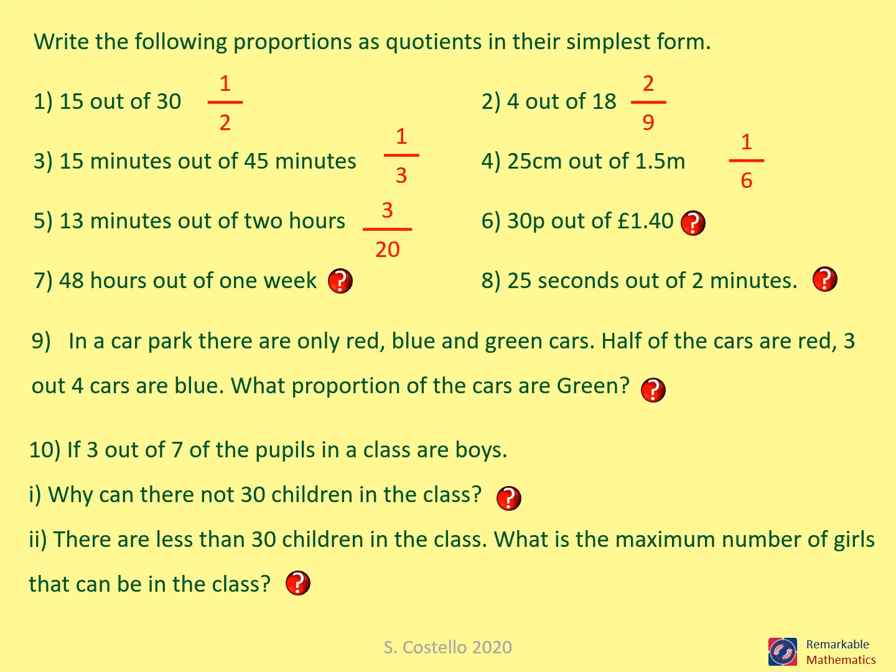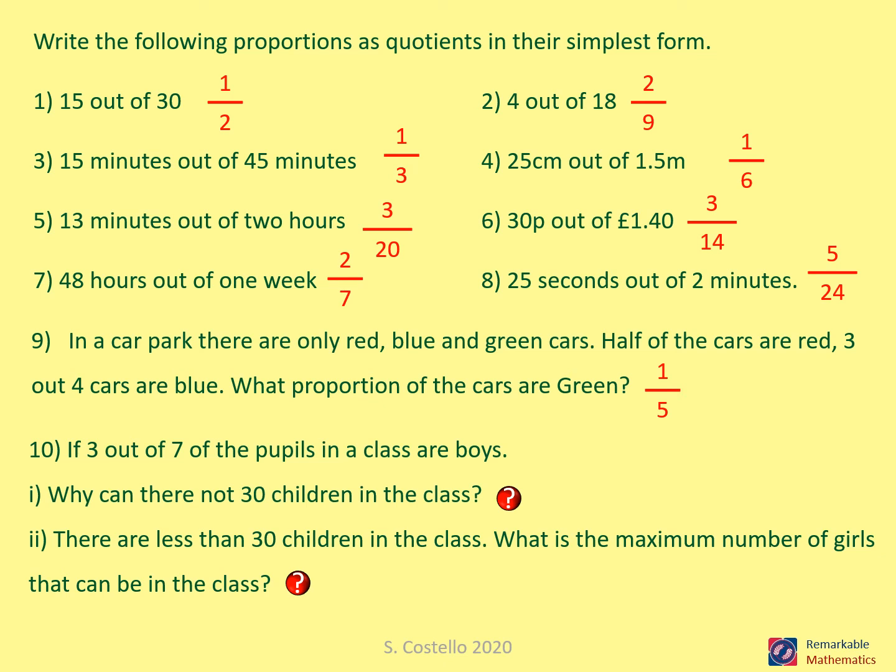6, again these are the ones where we've got to change into the same unit, so it would be 30 out of 140. That gives us 3 out of 14. 7, 2 out of 7. And 8, 5 out of 24. 9 was getting a bit tricky. The answer is 1 in 5.